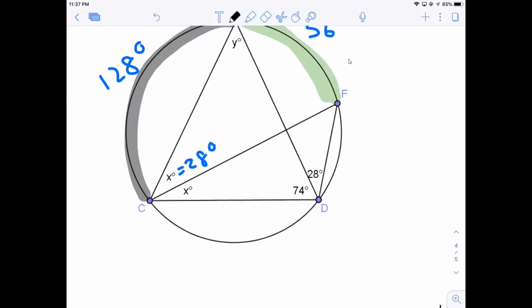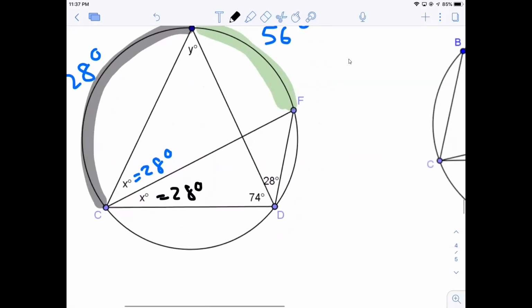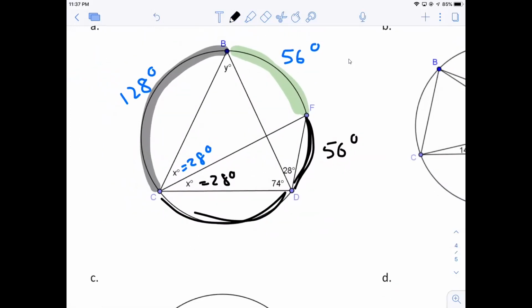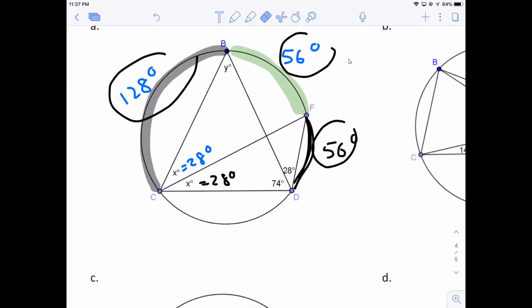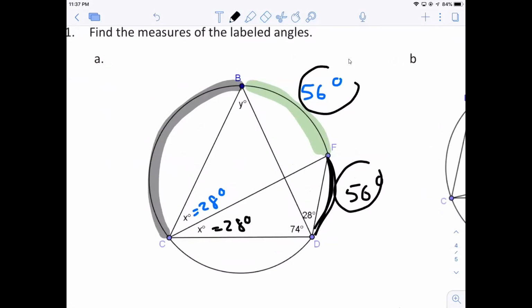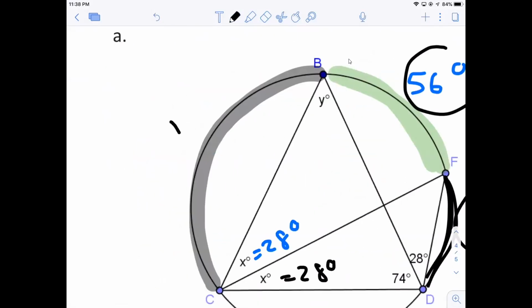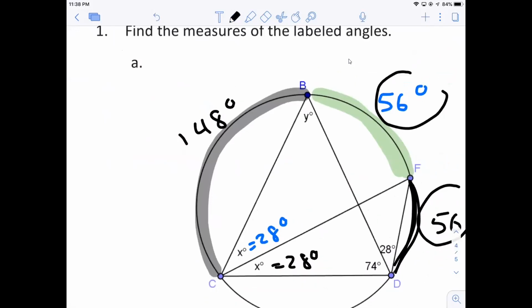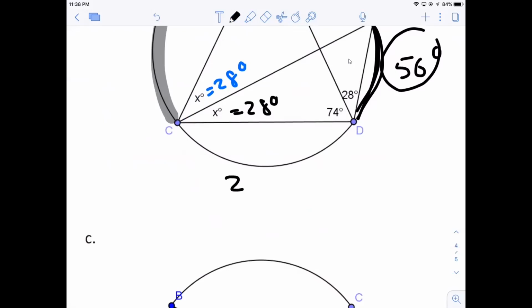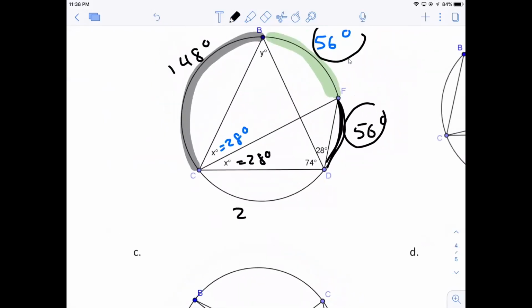So if that's 28 degrees, this is also equal to 28 degrees. FD, therefore, is 56 degrees. And now we can figure out the measure of CD by adding up these numbers, not dividing by 2, subtracting from 360. And good thing I checked my notes real quick because I noticed I messed up that calculation. 2 times 74 is 148, not 128. So for CD, that is 204 degrees, I believe. No, not 204 degrees. What is this?